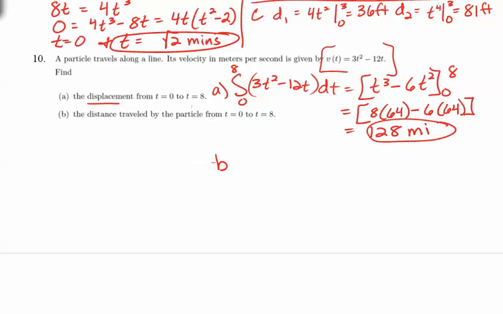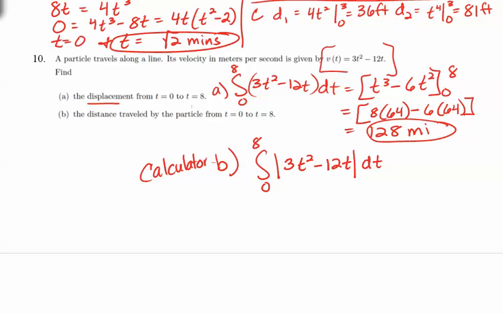For part B, however, the car actually traveled farther than 128 miles because part of the time it was traveling to the left. So we have to do an absolute value function here. So now you would say, now what do I want to do without a calculator? And I don't want to. I could factor and find out where this is equal to 0, but I would definitely grab my calculator for part B and let it do the work.